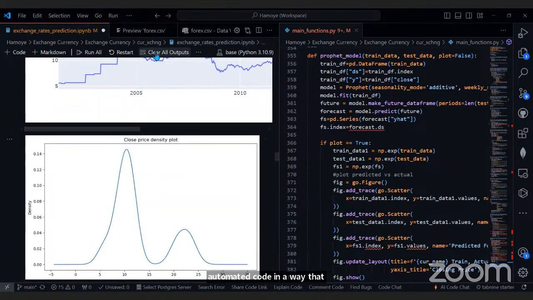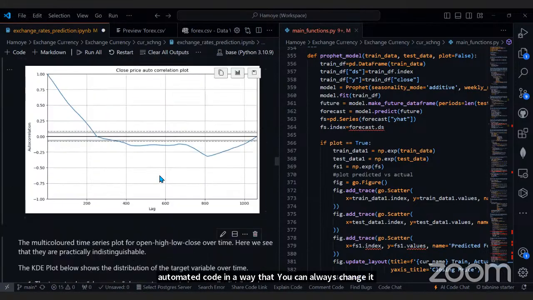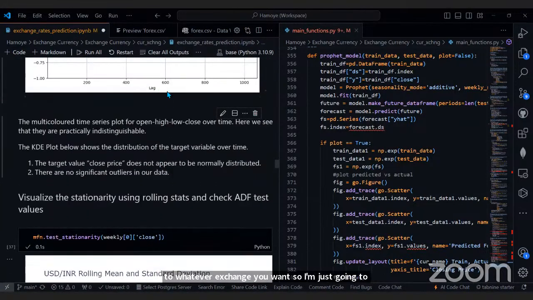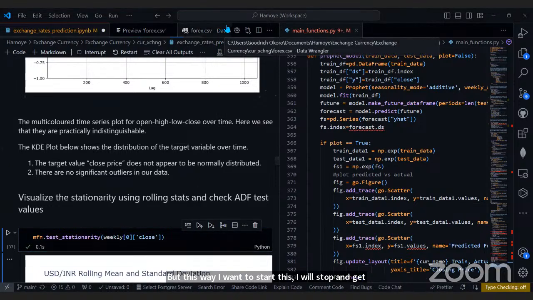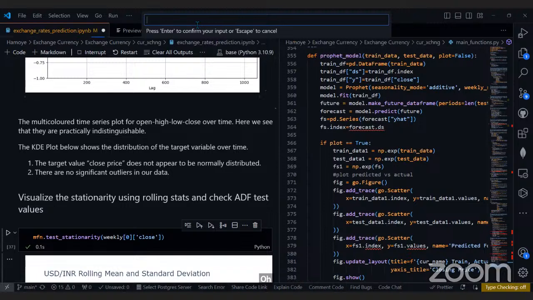So I'm just going to stand here because this is where I want to start. This is where we stopped. I'm going to stand here and then run all the code above. I'm waiting for the inputs box. So I'll put in my USD.